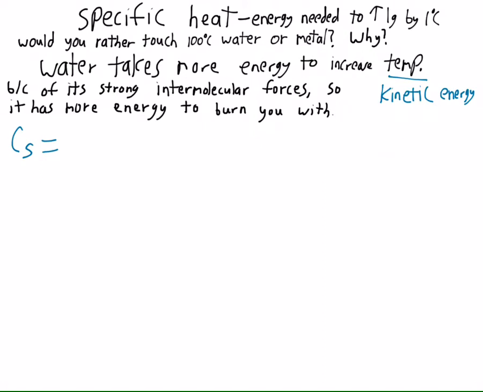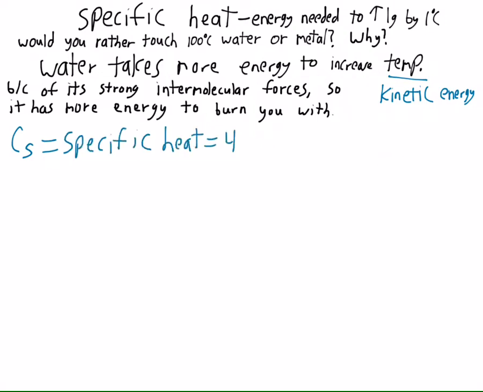So I say C sub s, some books say C sub s, I think your book says C sub p, some people just say C. It's all specific heat, the energy to raise 1 gram of something by 1 degree Celsius. The p means it's at constant pressure.